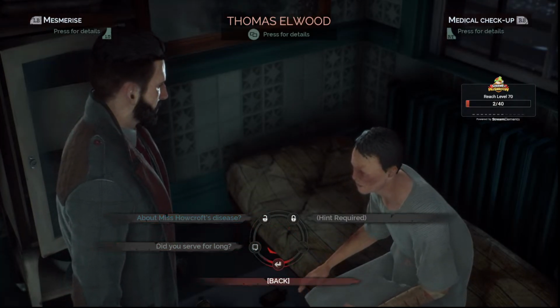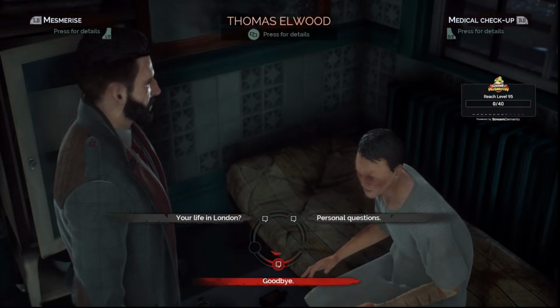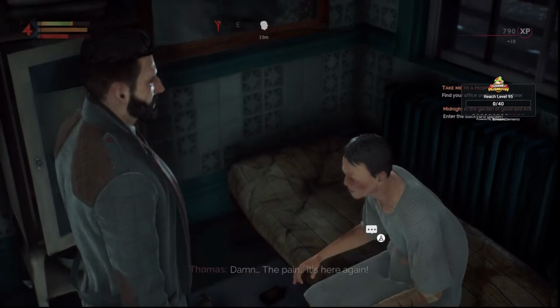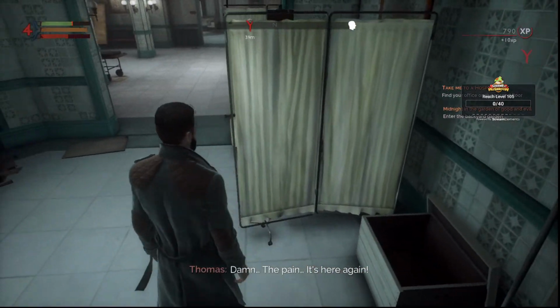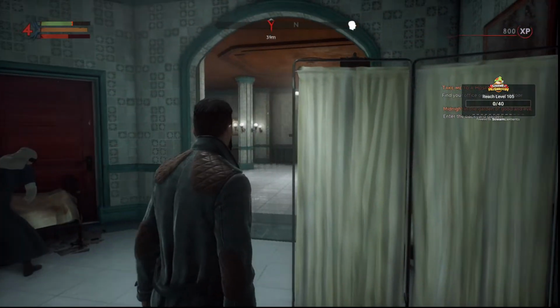Very dangerous headspace. Goodbye for now, Mr. Elwood. Damn. So many deaths. Pain. I wonder what your last thoughts here were.